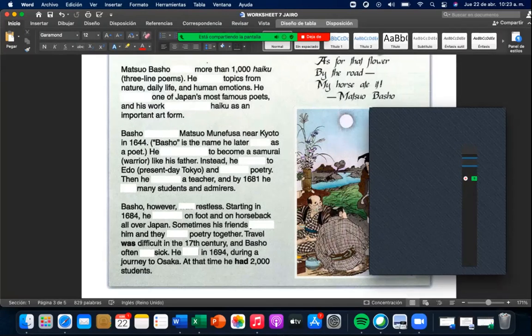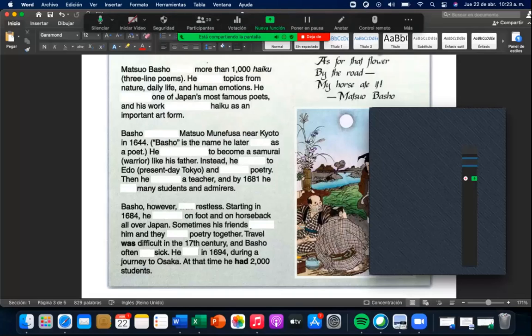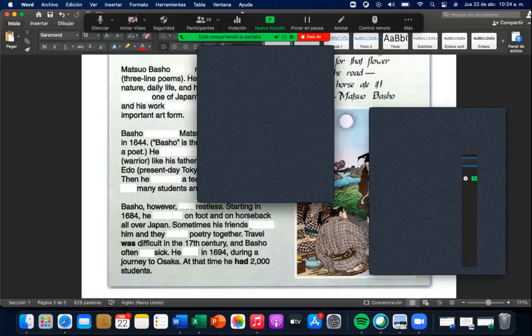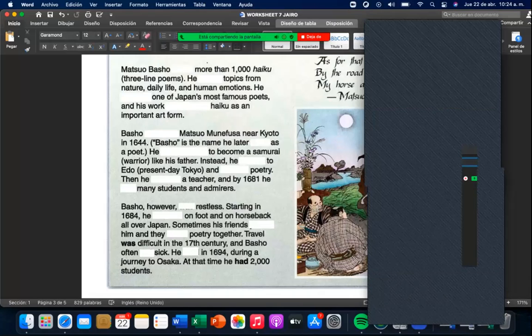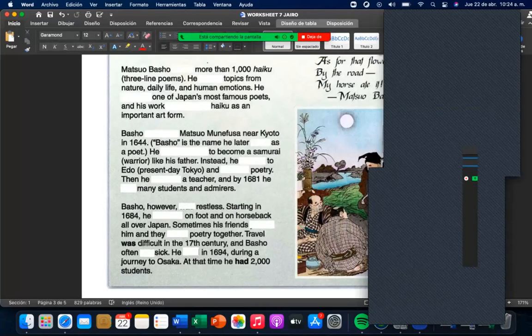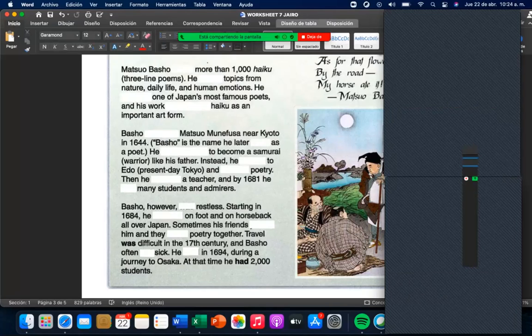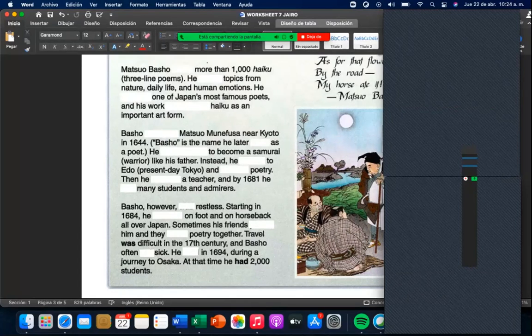So guys, the other people, do you have different verbs in this? For example, for the first one, wrote. Anybody with a different option? Or you have the same thing? In the first fill in the blank, the verb wrote, everybody? I have the same one. You have the same? Okay, good. You too? Okay, perfect. So everybody agrees on wrote. Good, very good. So Matsubashi wrote more than 1,000 haiku three-line poems.